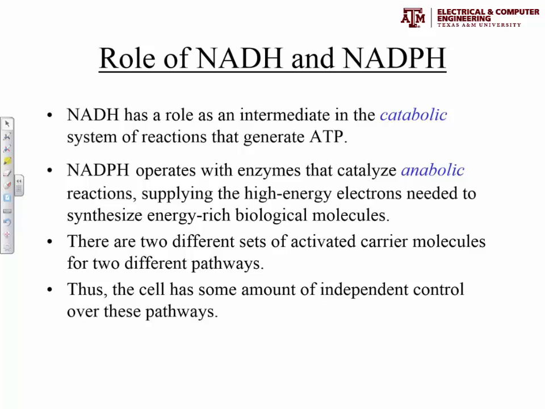What are the differences between these pathways?